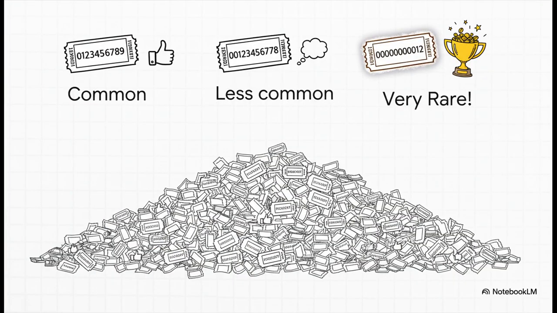So here's the big aha moment. Getting a random hash that starts with 1 0, that's pretty common. It's a 50-50 chance. 2 zeros, a little less common.